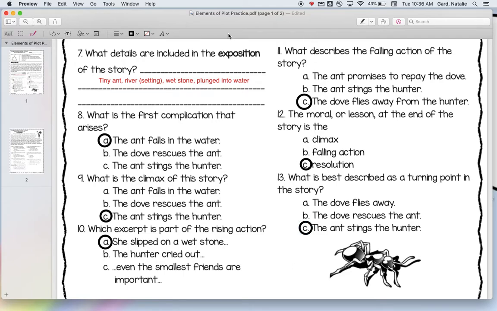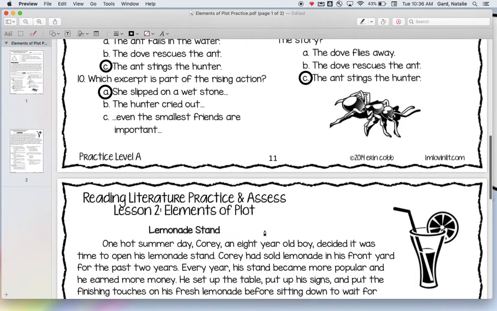So again, double check your 7 through 13. Make sure that you got those correct. I would ask for a thumb check right now, but I can't see you, so I'm hoping that we did well on that. And then let's move on to the second story.